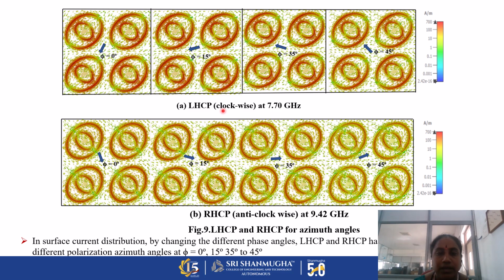Here we attained the LHCP, that is in the clockwise direction, at 7.70 gigahertz. We attained the maximum conversion at the 45 degree angle. And next, similarly for RHCP, that is the anti-clockwise direction, at 0 degree, 15, 35 degree, and 45 degree, the same conversion process was attained in both modes.